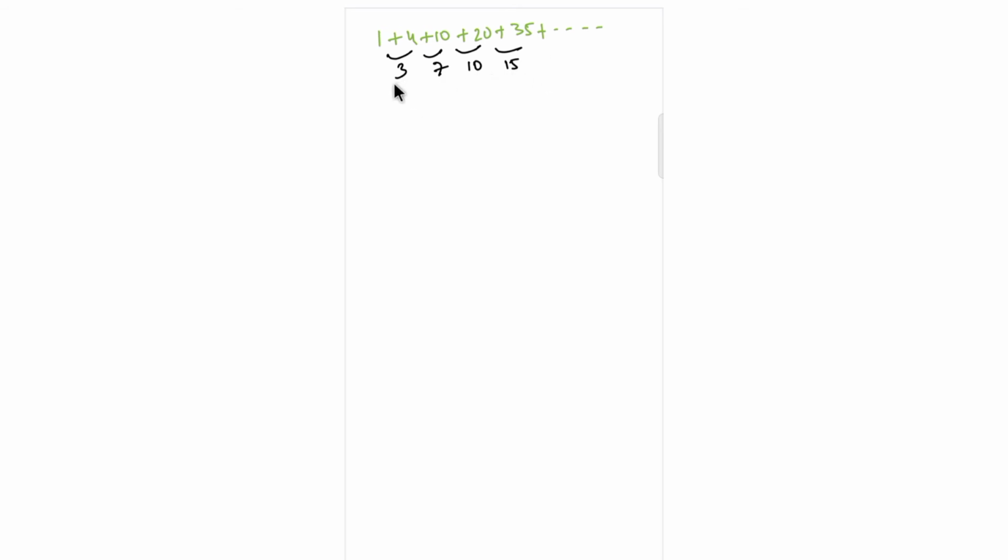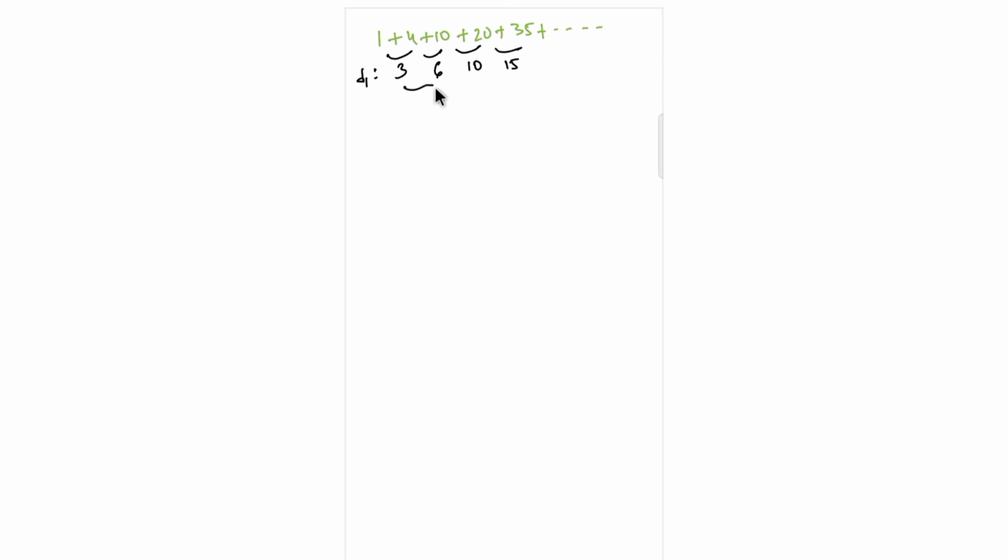These are not in AP. 3 plus 4 is 7, 7 plus 3 is 10, and 10 plus 5 is 15. So these are not in AP. Yeah, actually this is 6. 3, 6, 10, 15 are not in AP. But once again, these are the differences 1. I would mention this as differences 1. The first time that we have taken the differences, I would mention it as D1.